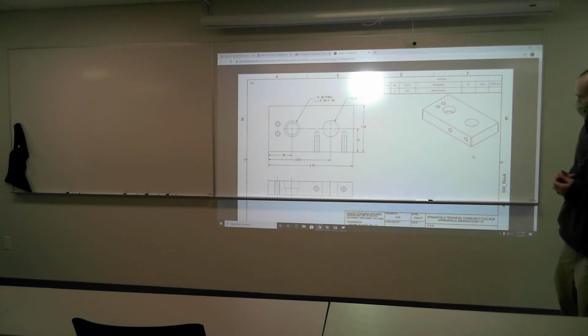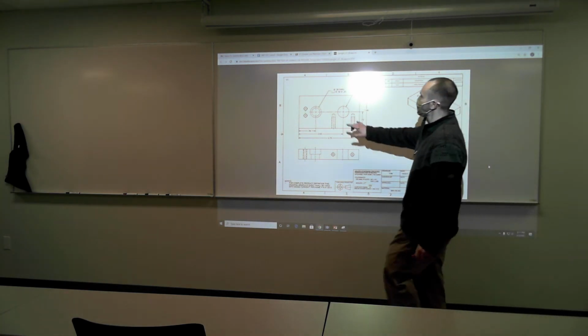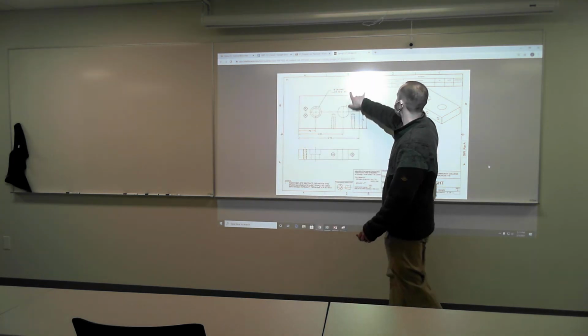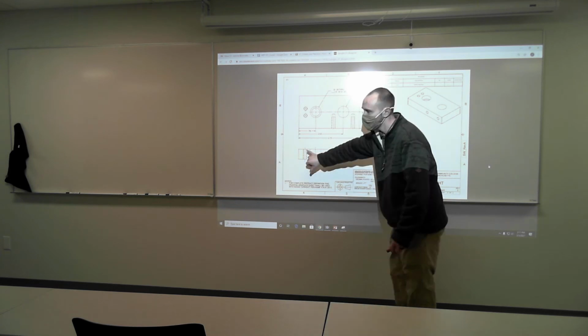All right, so when we balloon a print, we want to go systematically and assign a number to every single dimension. The easiest way to do this is to look at the zones on the print. So notice that we have a column for zone 4, 3, 2, and 1. And then for rows, we have B and A.